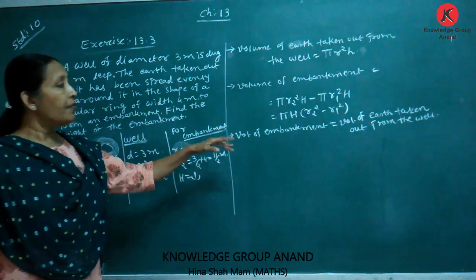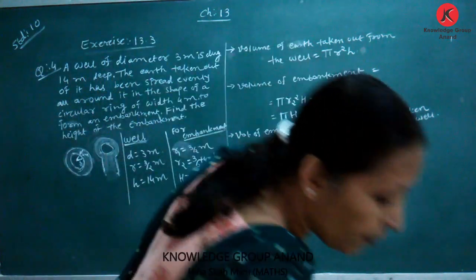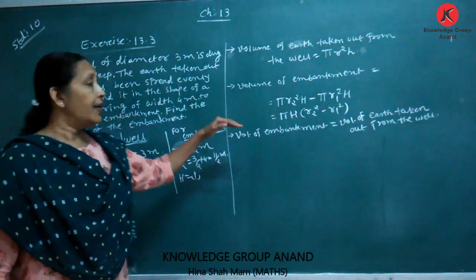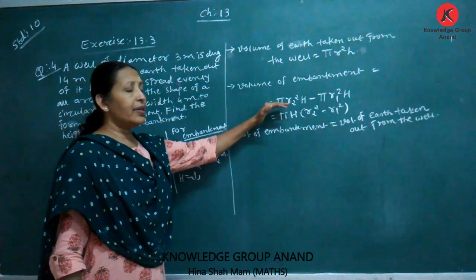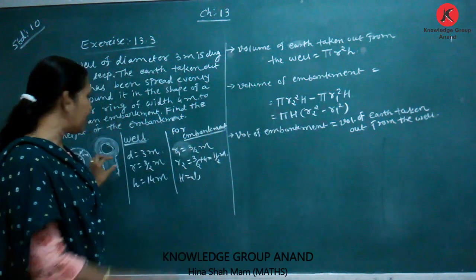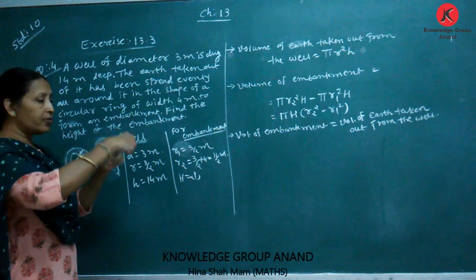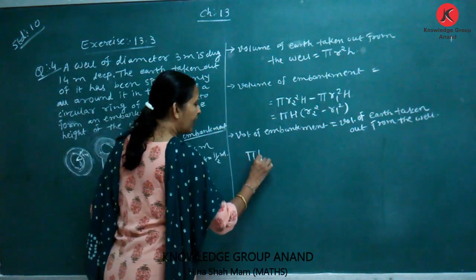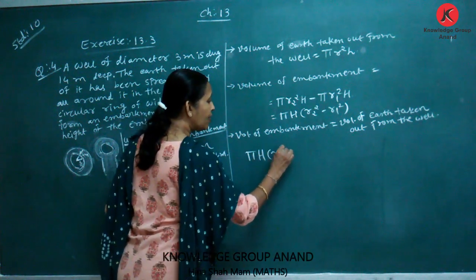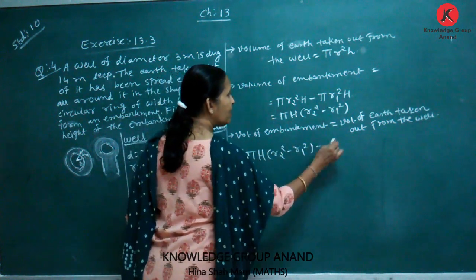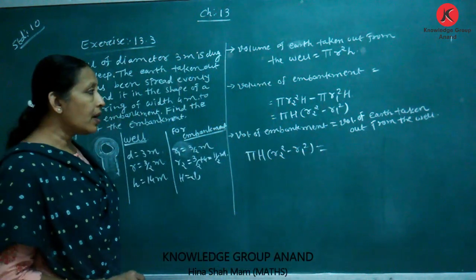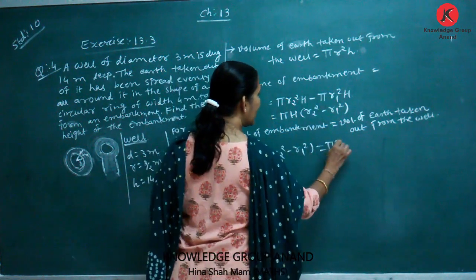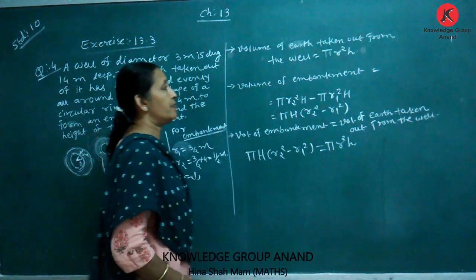Here, volume of embankment is equal to volume of earth taken out from the well. We write volume of embankment is equal to pi (r2 square minus r1 square) h, since it is a circular ring. This equals the volume of earth taken out from the well, which is pi r square h.